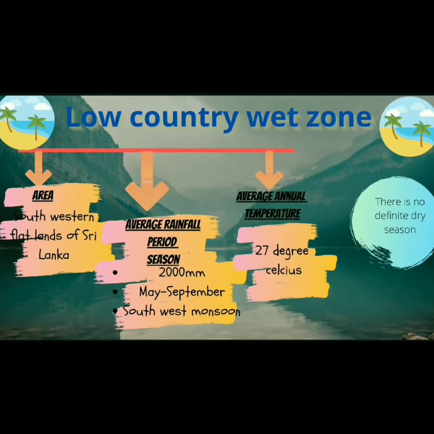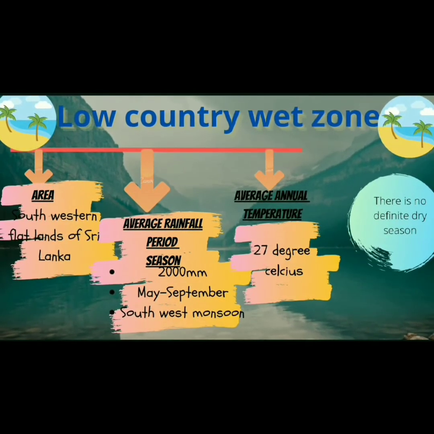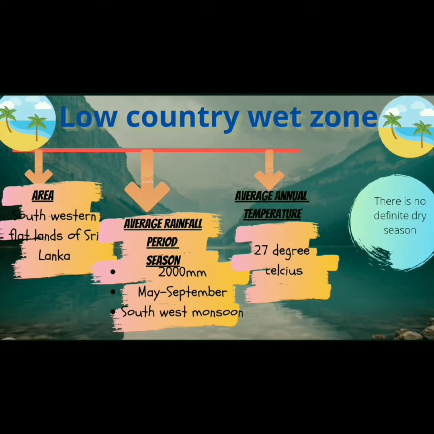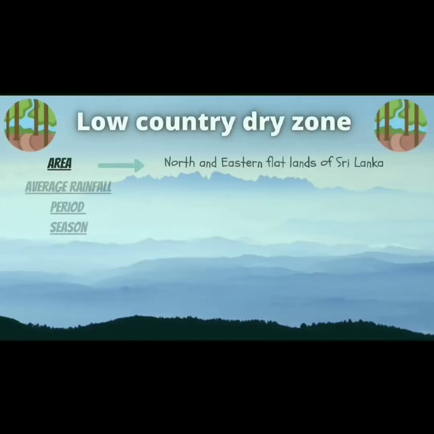Average annual temperature is about 27 degrees Celsius. Southwest monsoon period is the main rainy season, which is from May to September.